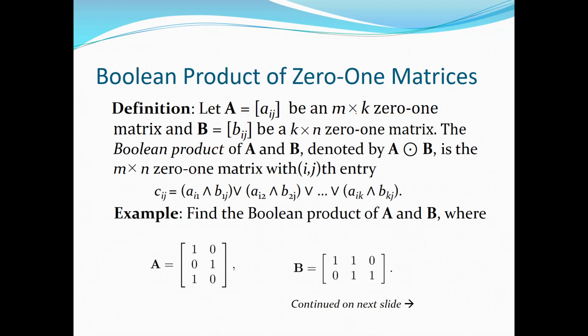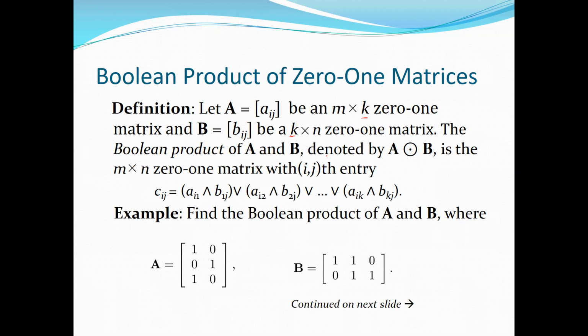Remember, the number of columns of the first matrix should be equivalent to the number of rows of the second matrix. Only then can you get the product. The rule remains the same, right? And the resultant will also be a 0-1 matrix.